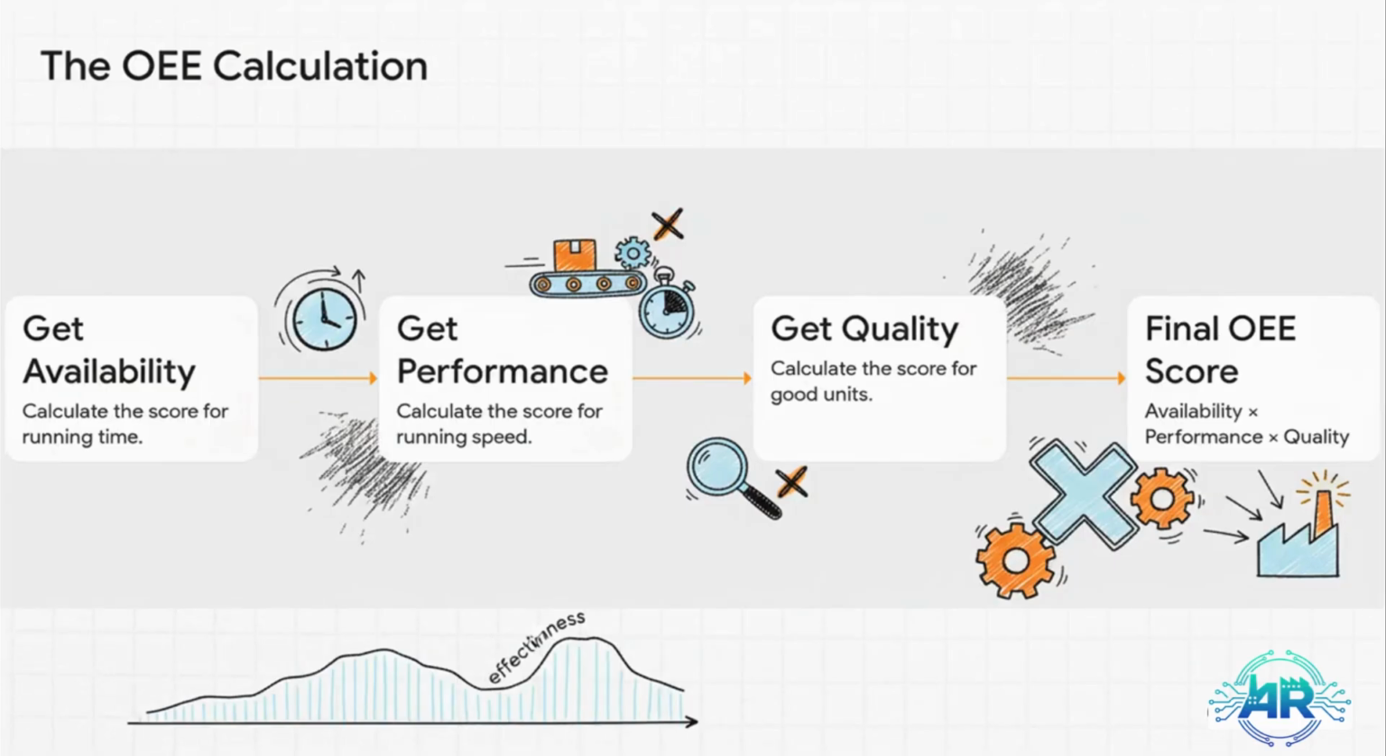And putting it all together couldn't be simpler. You just multiply the 3 scores together. Availability times performance times quality equals your final OEE score. What's so brilliant about this is how it shows you that a weakness in just one of these areas can dramatically pull down your entire overall effectiveness.